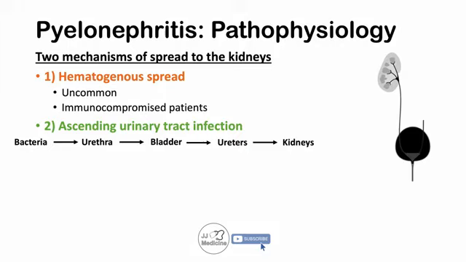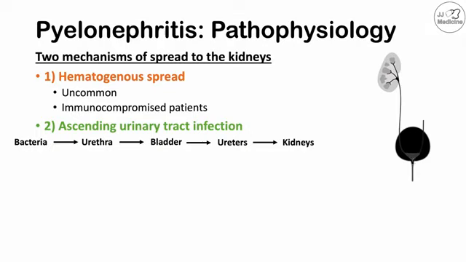So how does a bacterial infection cause pyelonephritis? So what happens is that there's a bacterial infection of the urethra. So bacteria adhere to the urethra and slowly climb up the urethra. Once the bacteria reach the bladder, this is classically known as a urinary tract infection. We can call this cystitis as well.